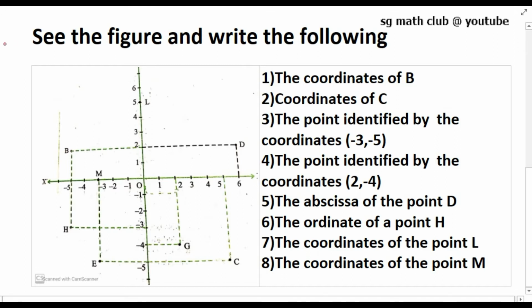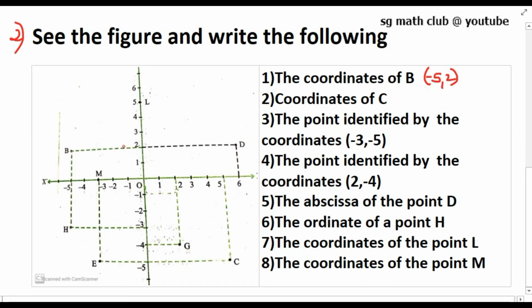Now the second question is, see the figure and write the following. You can see a figure here. It is a Cartesian plane and it is divided into 4 parts by using 2 line segments. One is the horizontal line, the x-axis, and the vertical line is the y-axis. We have to answer these questions. The coordinates of B. So find out where B is. Coordinates will be written within brackets separated by commas. First you have to write the x coordinate. So what is the coordinate of B? -5. Then your hand should move towards the y-axis. So it is (-5, 2).